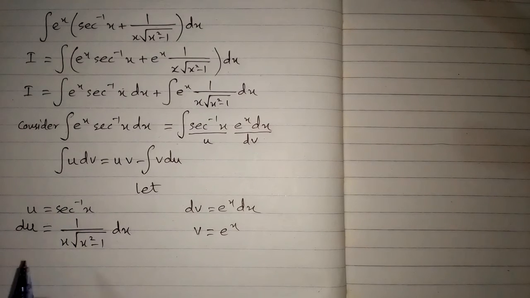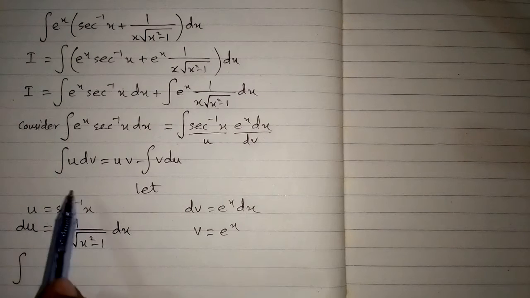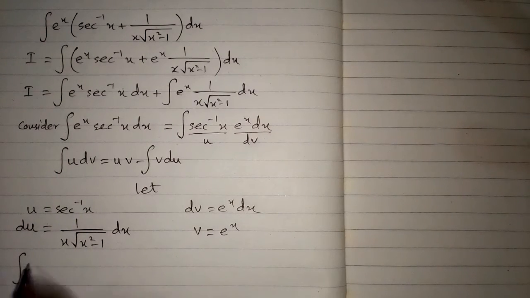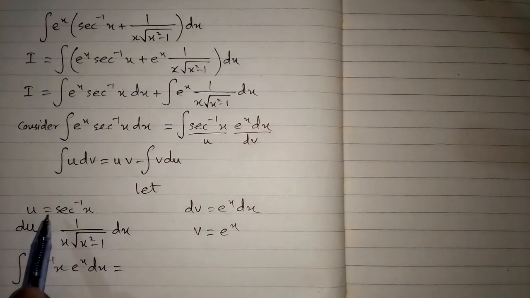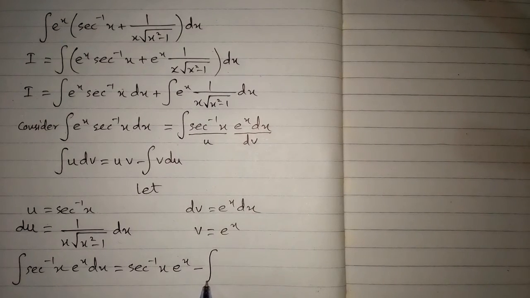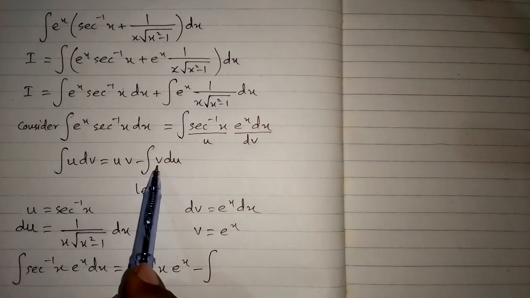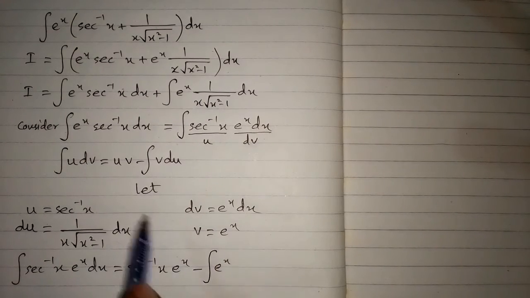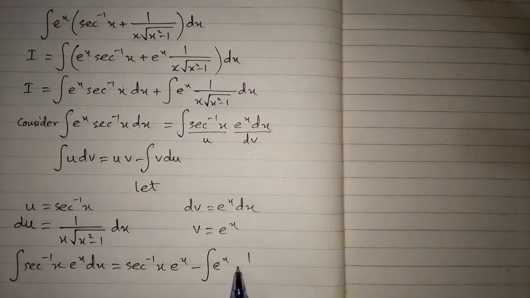So first we will write integral, then u is sec inverse x, and then dv which is e to the power x dx. Then the values of u and v, u is sec inverse x and v is e to the power x, then minus sign, then integral. Now we will put the value of v over here, which is e to the power x, and du is 1 upon x times square root of x square minus 1 dx.